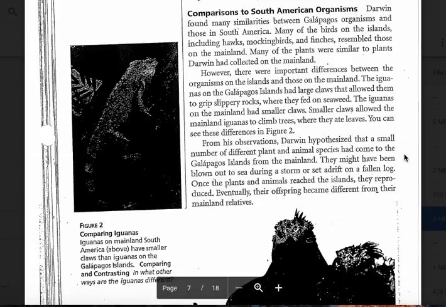From his observations, Darwin hypothesized that a small number of different plant and animal species had come to the Galapagos Islands from the mainland. They might have been blown out to sea during a storm, or set adrift on a fallen log. Once the plants and animals reached the islands, they reproduced. Eventually, their offspring became different from their mainland relatives.